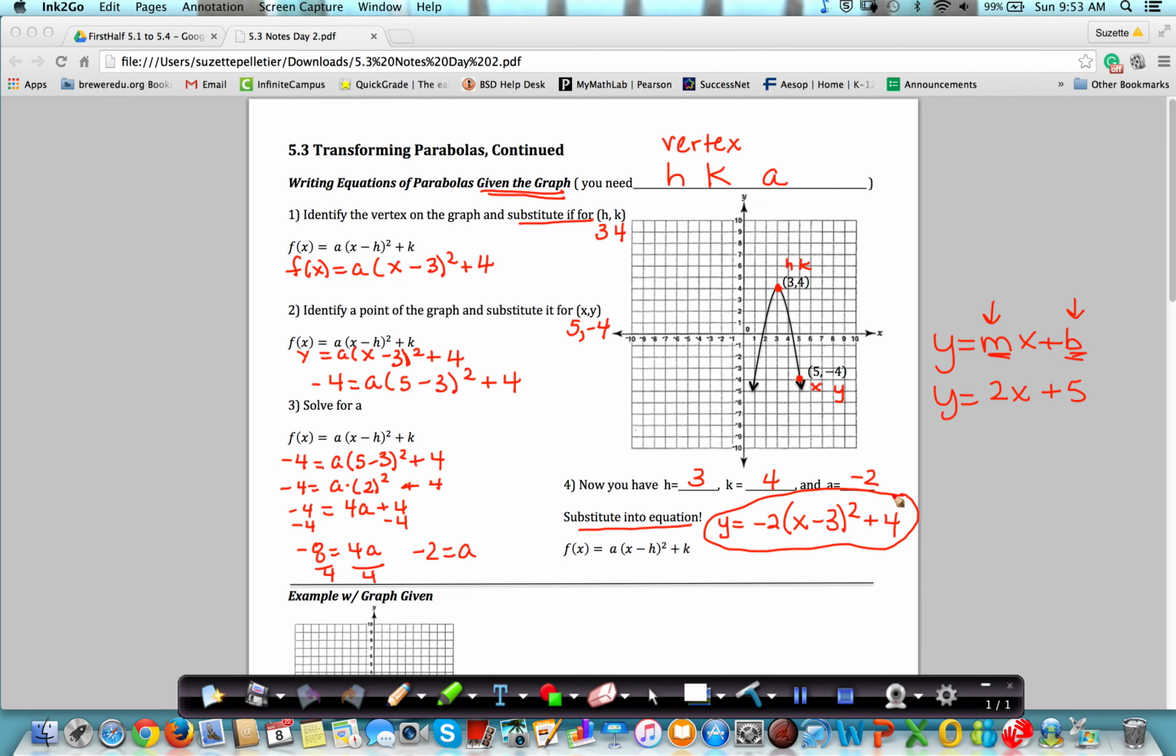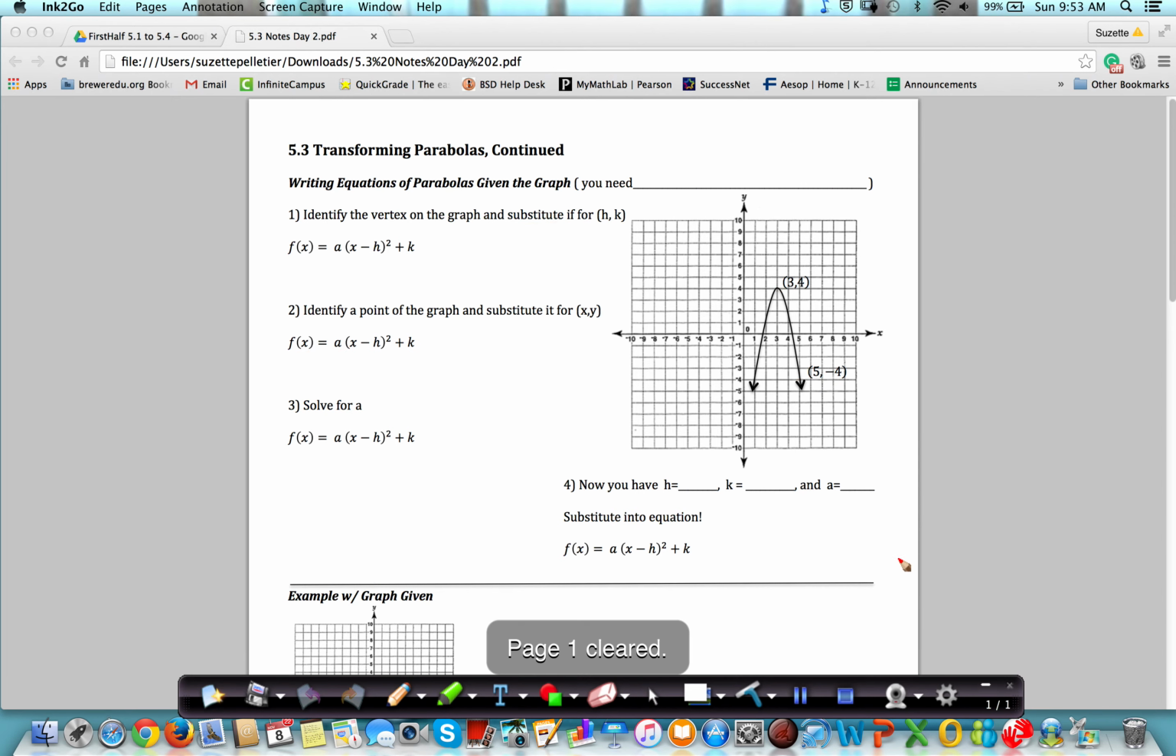Okay, so we're going to go ahead and try another example. So let's scoot the page up.